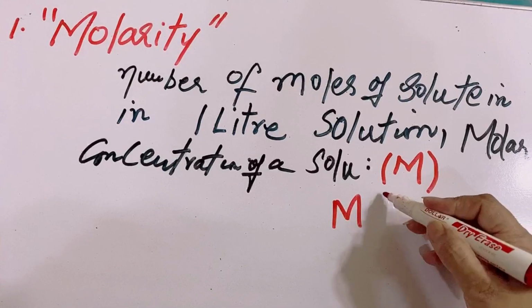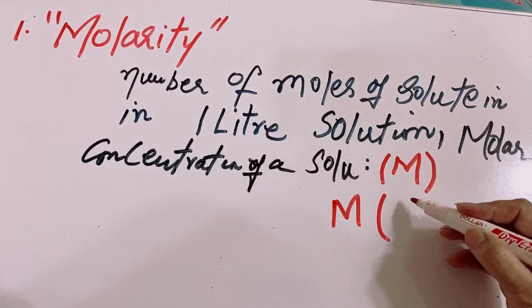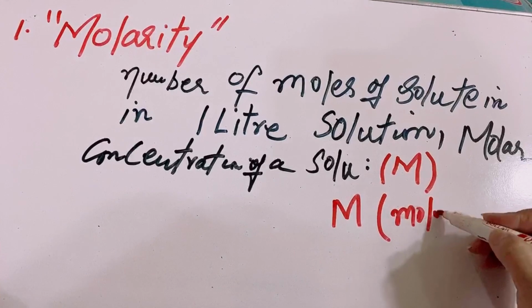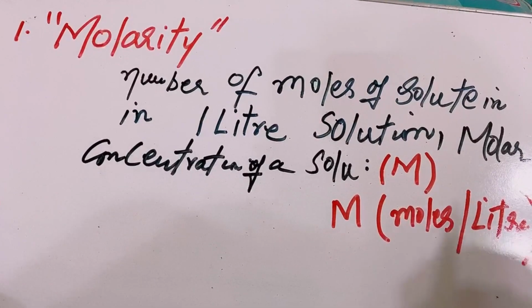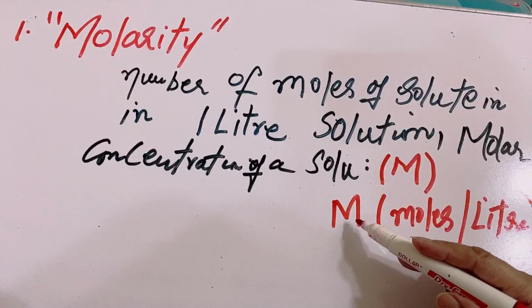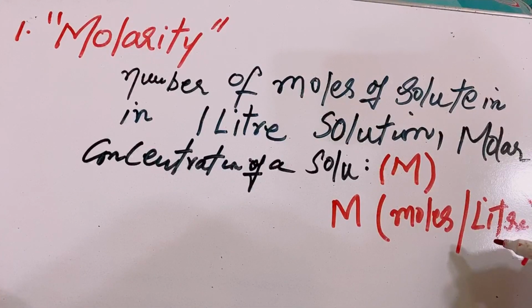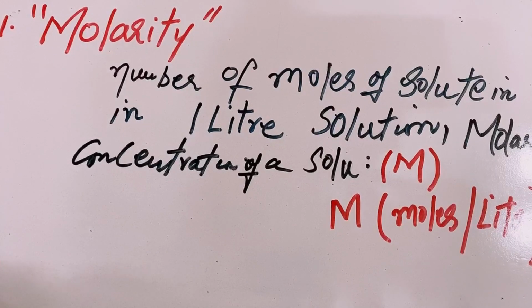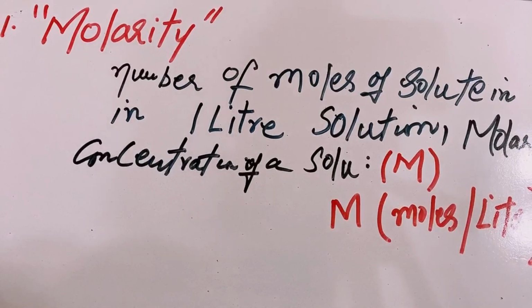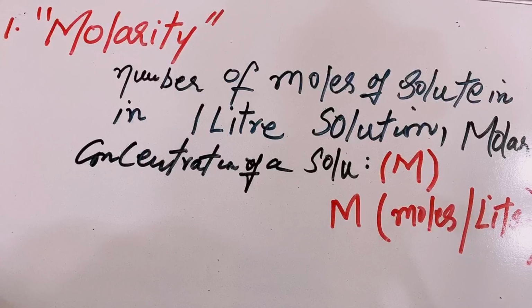M is molarity, right? And its unit is moles per liter. Okay, now, as I've just mentioned, there are 3 ways to express concentration. That is molarity, molality, and of course mole fraction. So let's first complete this one.